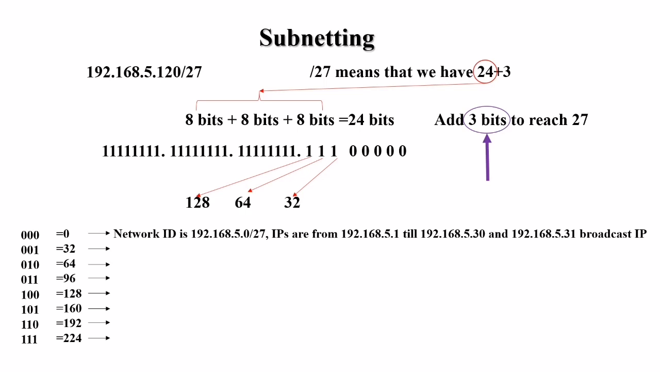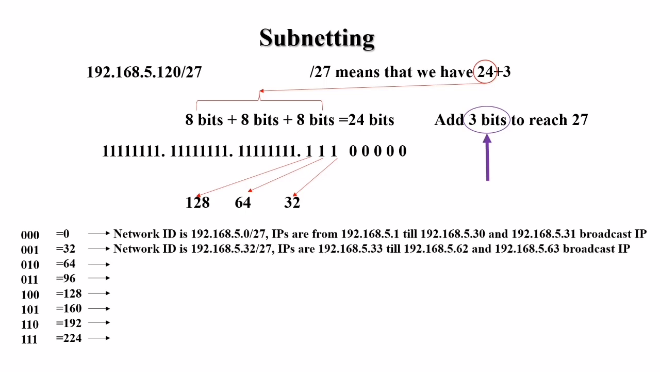Now if we continue to the second part, which is the 001 and the 32, we will have the network ID that is 192.168.5.32 over 27. This is the network ID, and the IP addresses of this subnet will start from 5.33 till 5.62, and 5.63 will be the broadcast IP address, and so on.